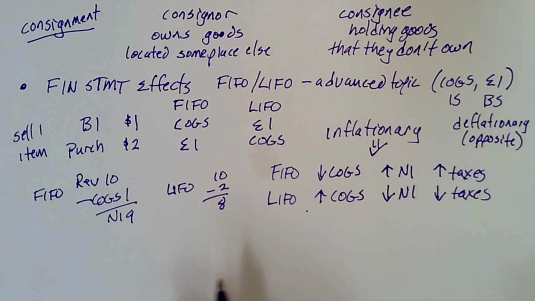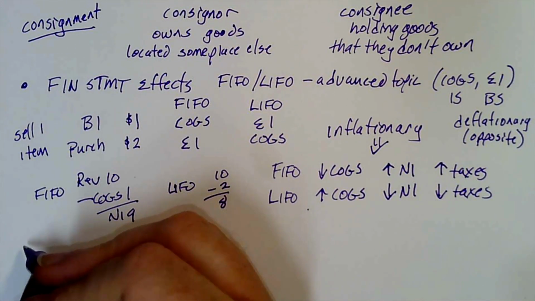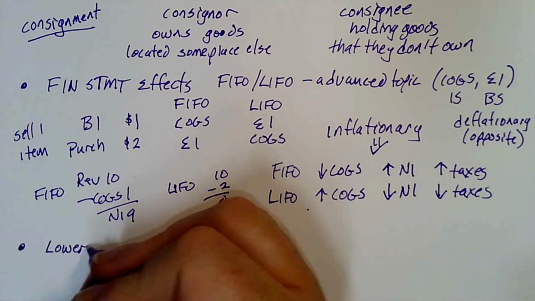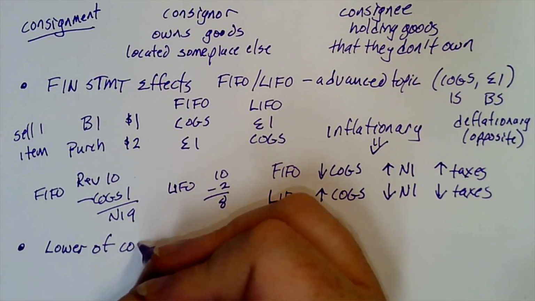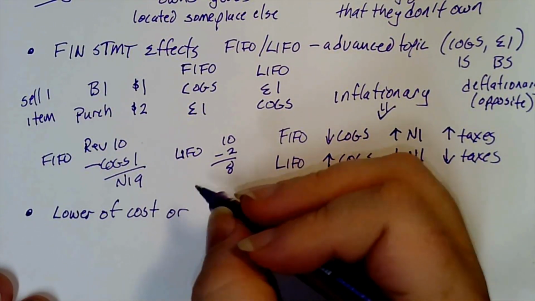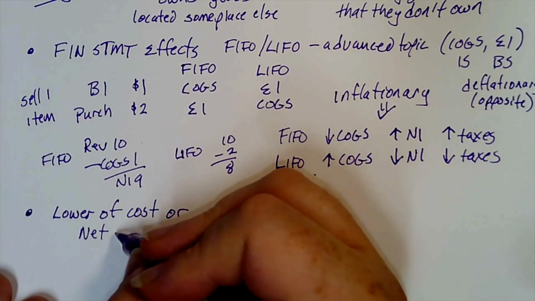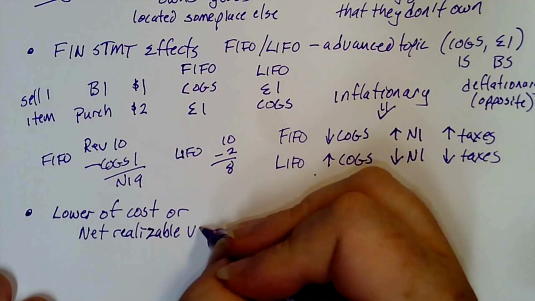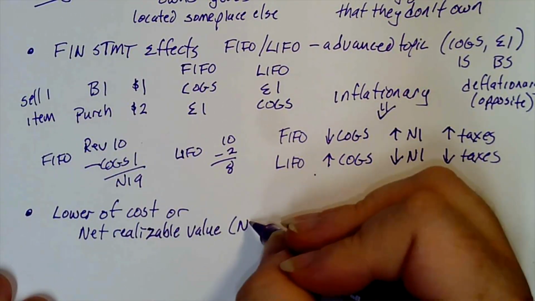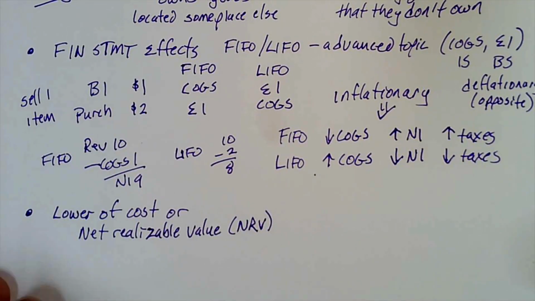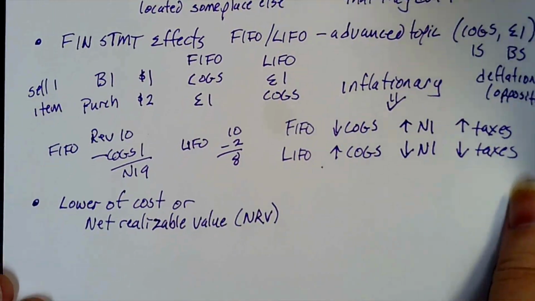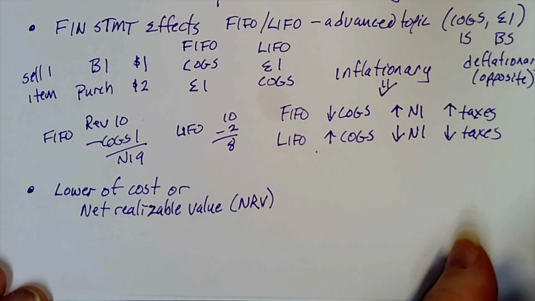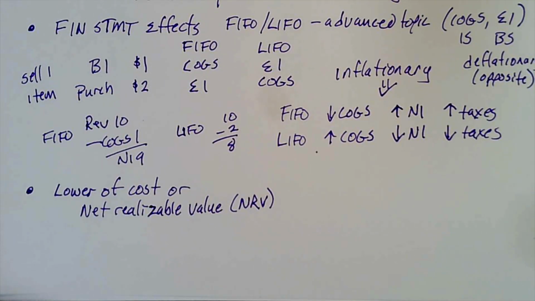Okay, the last topic in this group of other topics is what we call lower of cost or net realizable value, which we will abbreviate, thank you very much, NRV. And what this means is essentially it's a very simple topic, and it's based upon conservatism, meaning that accountants don't like to overstate anything if at all possible.